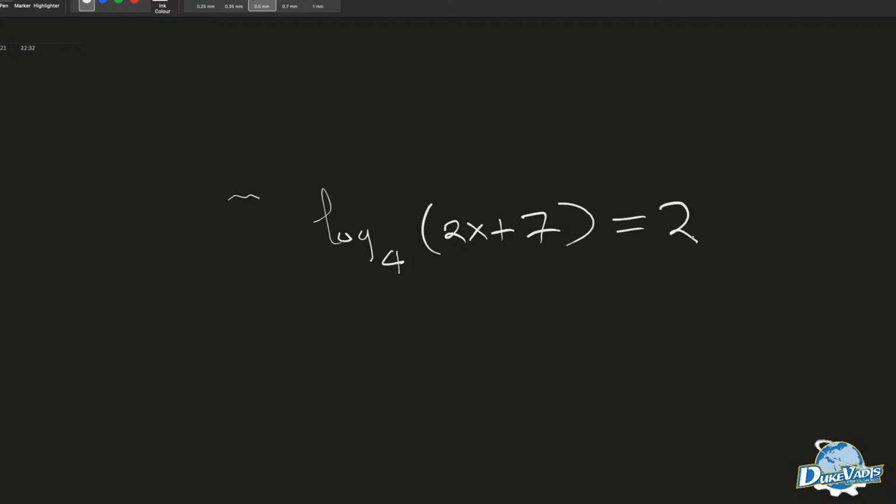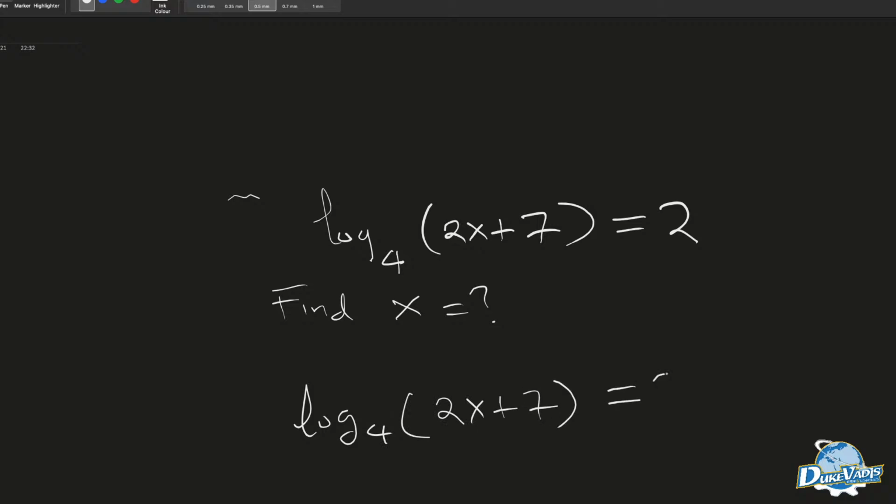Friends, just look at this question. It's very interesting, is it? We have been asked to find the value of x. Find x, that's what we're looking for. For this question, as we look at it, it's just two steps. So let's unwrap it. Now, log to base 4 of (2x plus 7) equals 2.